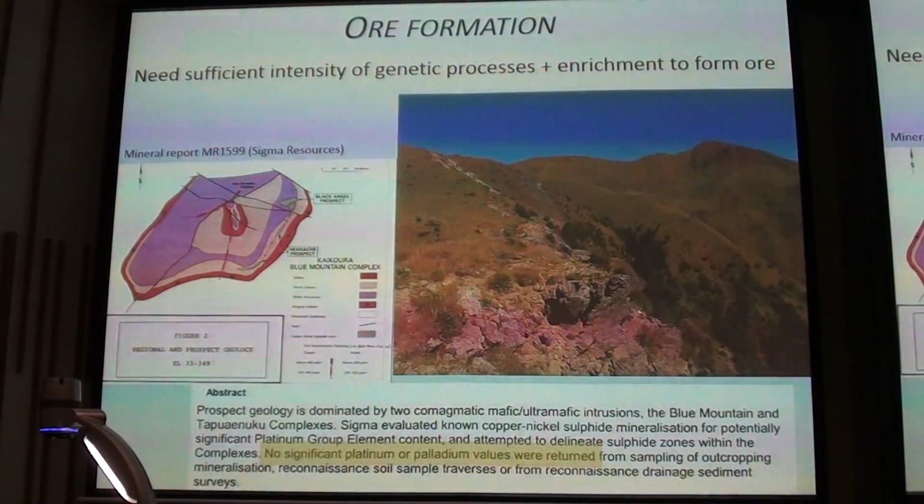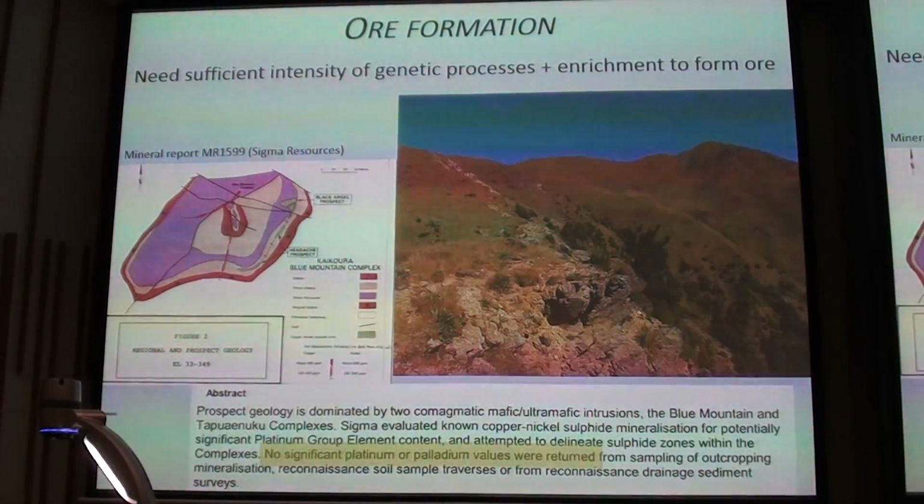And layered intrusions are often related to ore deposits, as you can remember that picture of the igneous deposits showed with the anorthosite and the chromite and the pyroxenite. However, early geologists went and looked at this place, and they could find no significant metal enrichment that would warrant further work on it.